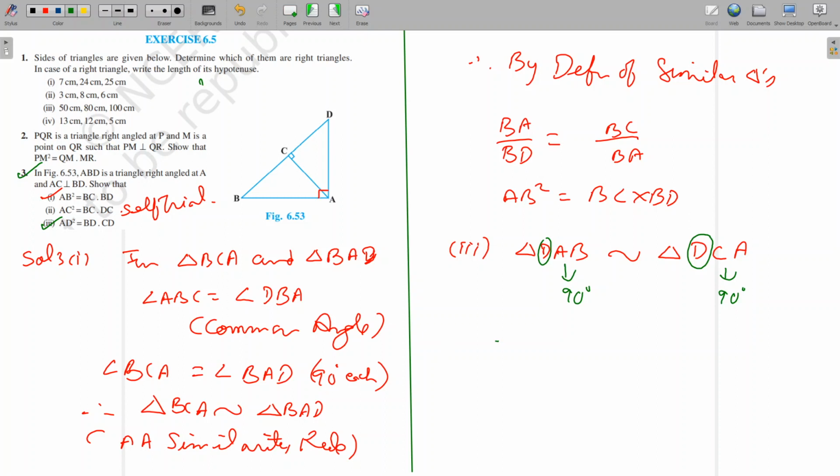So question number 3 you will try on your own, as self trial. Already I have given you the explanation. It will not be difficult for you at all. Question number 3, second part, you will do on your own.